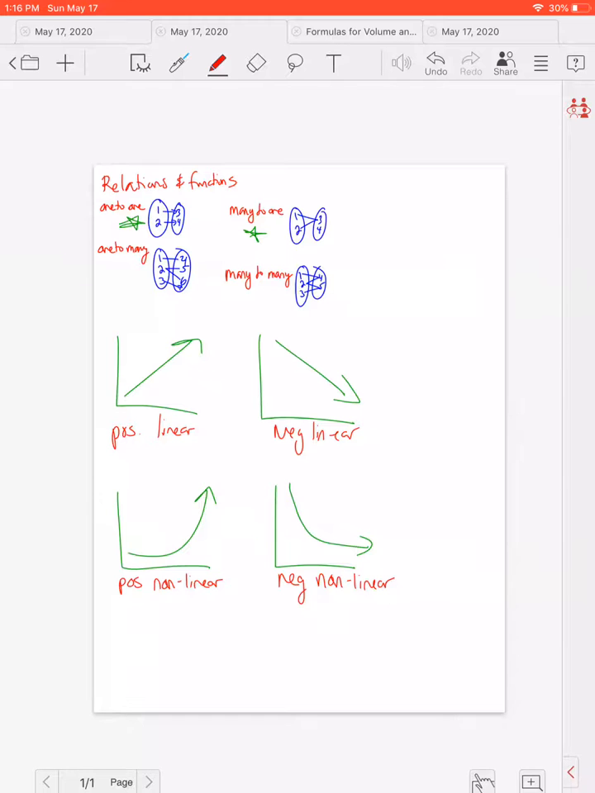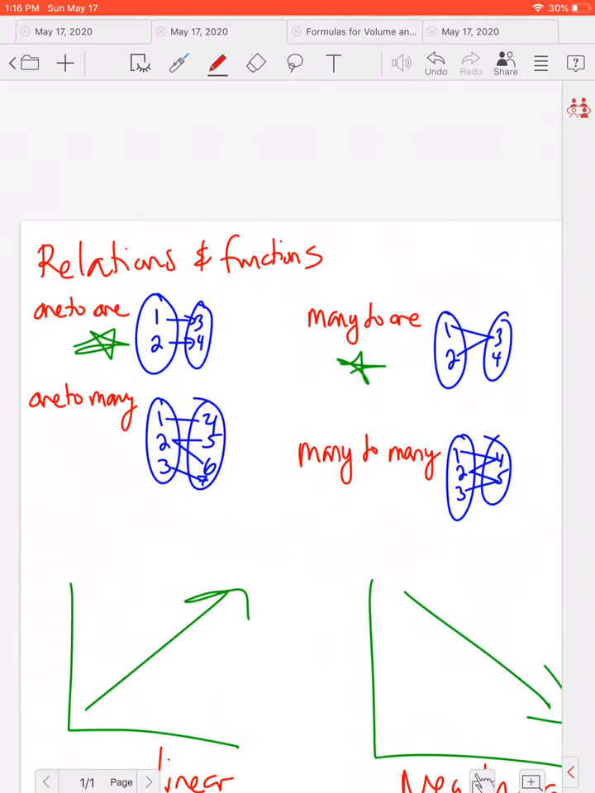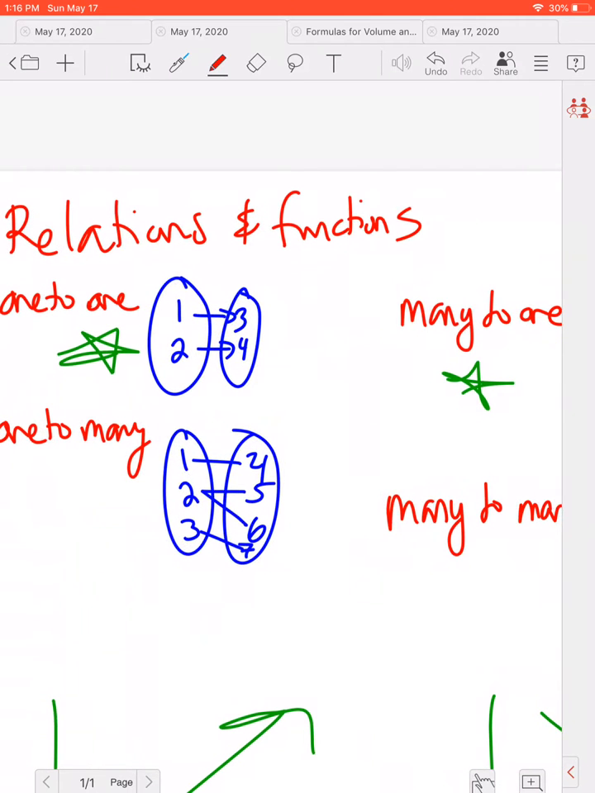Hi guys, welcome back. We're going to talk about functions and relations. Remember, there are 4 types of relations. We have one-to-one, which means each input has exactly one output. So like 1 is going to 3 and 2 is going to 4.